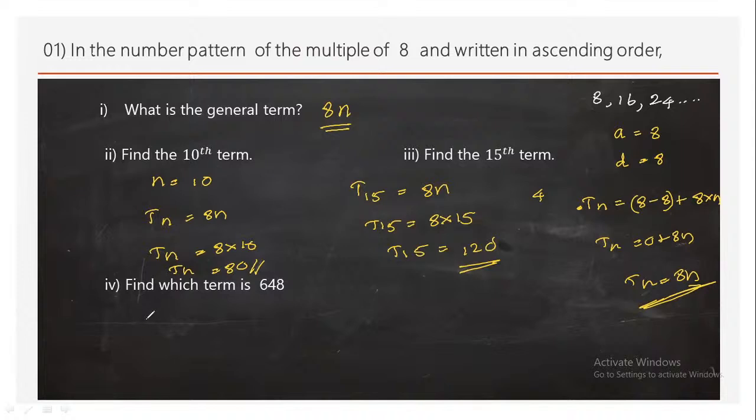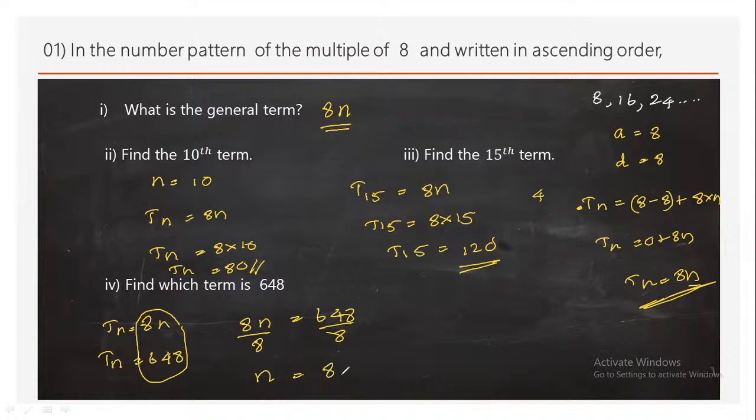Which term is 648? The general term is 8n. Tn equals 648, and we have to find n. Now solve this and you can find n. 8n equals 648. Divide both sides by 8. n equals 648 divided by 8. How many 8s are there? 8 times 8 is 64, right? Then 8 times 1 is 8. n equals 81.